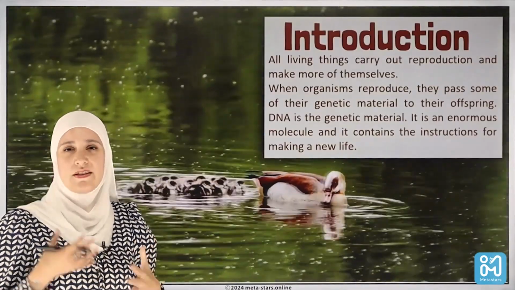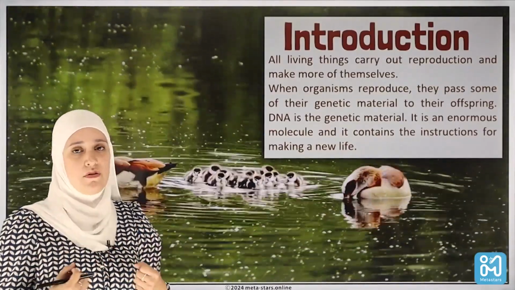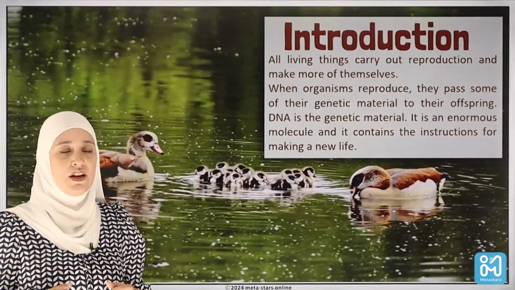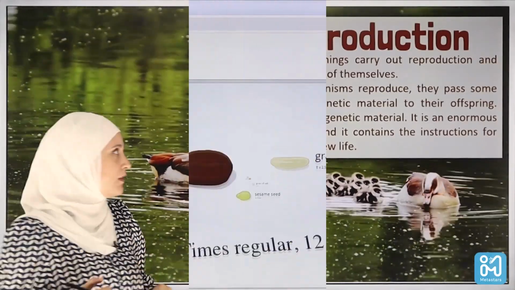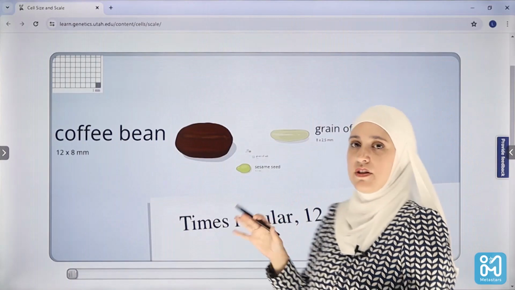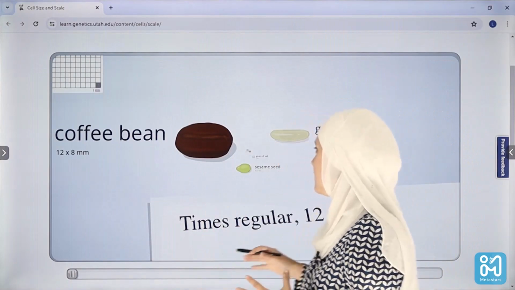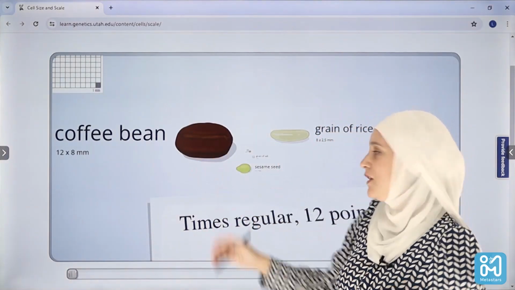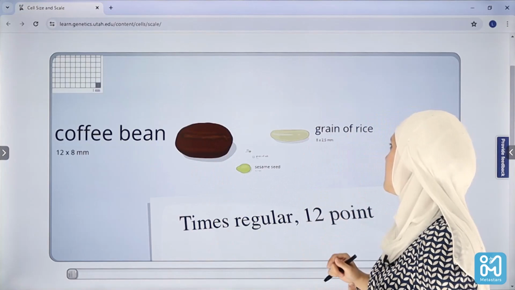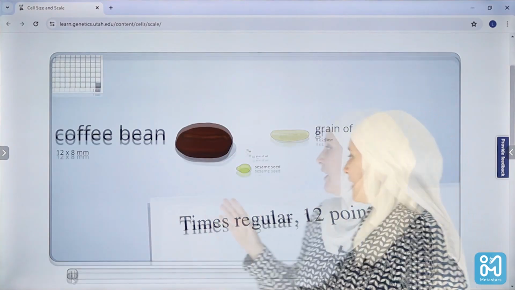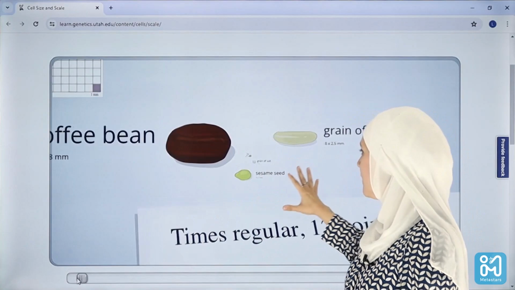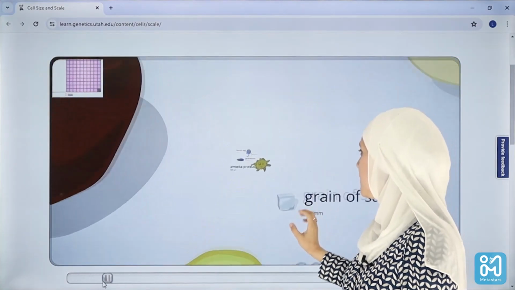Let's imagine how small the cells are by using this simulation. We need a microscope for sure to see those cells. This simulation can show us how small the cells are. This is a coffee bean that we can see with our eyes, or we can start with a grain of rice that we don't need a microscope to see. Let's start to zoom in more and more. This is a grain of salt.